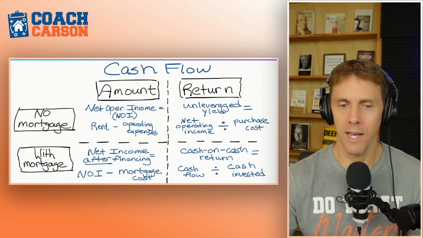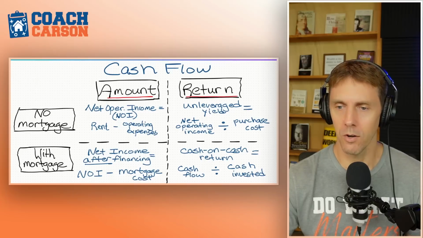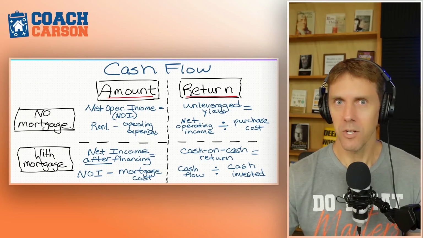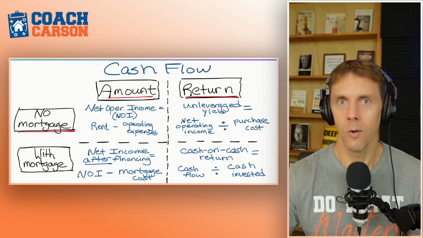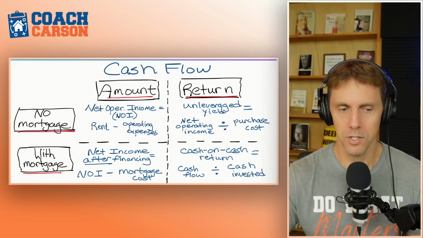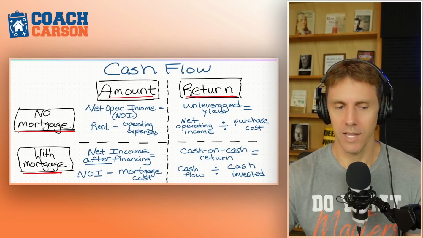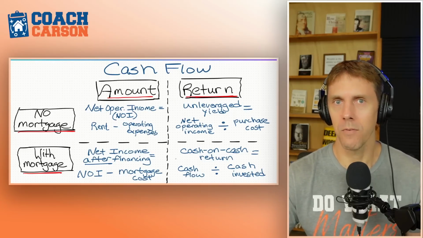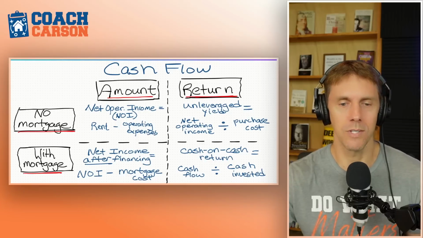You can think about measuring cash flow in two different ways: the amount of cash flow and the return on your cash flow. And then with each of those, you can also think about the amount of cash flow with no mortgage or the amount of cash flow with a mortgage. Or you could think about the return on your cash flow without a mortgage and the return on the cash flow with a mortgage. So there's four different formulas, and I'll explain each of these really simply. Then I'm going to give you an example to show you how it works in the real world.